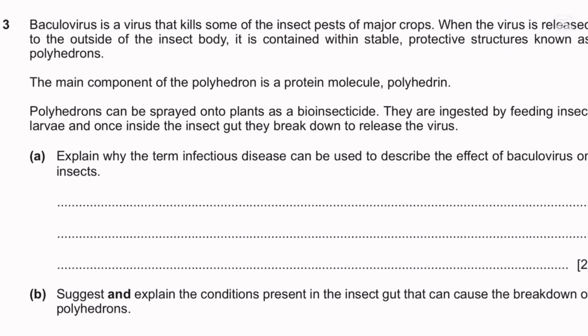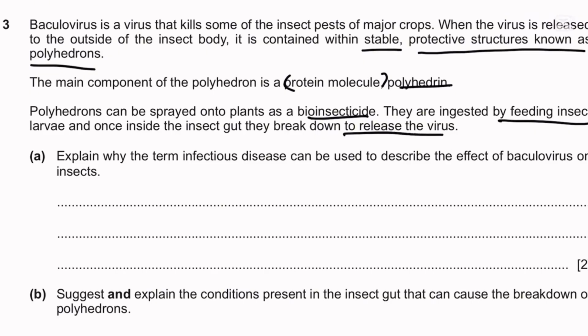Now, 3. Baculovirus is a virus that kills some of the insect pests of major crops. When the virus is released to the outside of the insect body, it's contained within stable protective structures known as polyhedrons. The main component of polyhedron is a protein molecule, polyhedrin. These polyhedrons are sprayed onto plants as a bioinsecticide, and they're ingested by a feeding insect. And once inside the insect gut, they break down to release the virus.